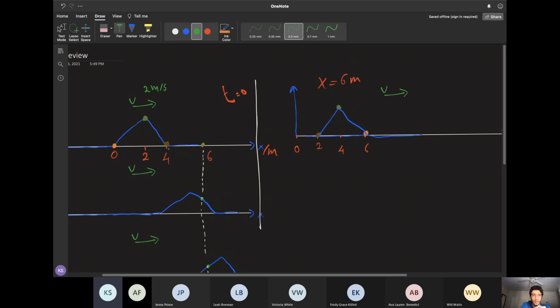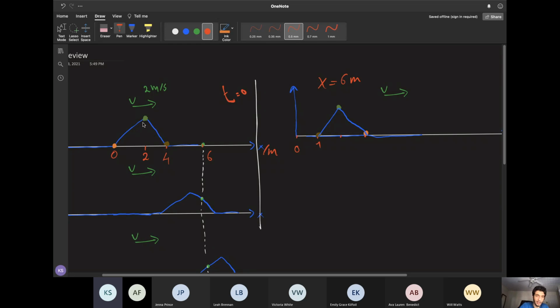What would happen is we have the leading point at the 4 mark, and since the speed is 2 meters per second, after 1 second it would have moved till 6. So it takes 1 second to move from here to there. So actually this should be 1. We know after 1 second it will reach 6. That's why this point is over here.